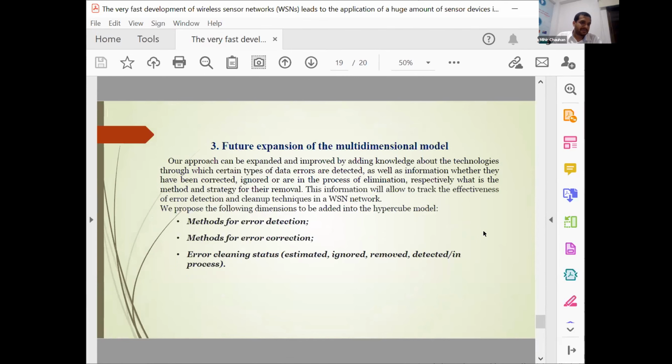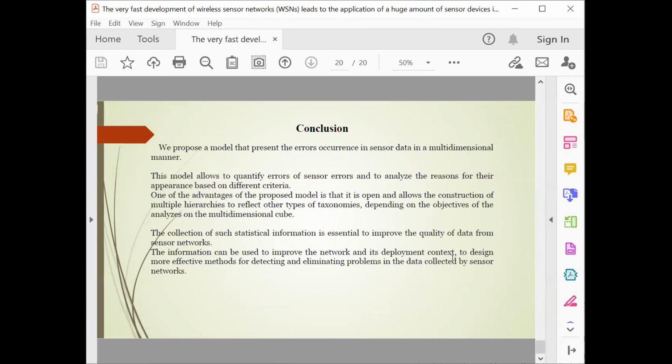I have two slides in conclusion. So the most important are the future expansion of this multidimensional model. We propose here the next dimensions to be connected to methods for error detection, methods for error correction, and for error clearing status.